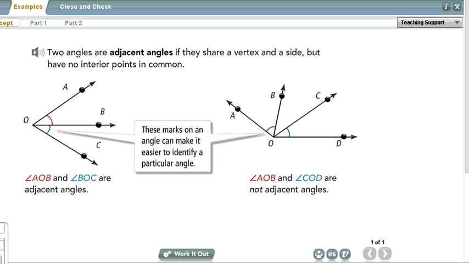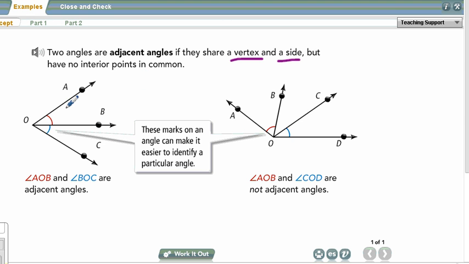Okay, so welcome ladies and gentlemen to 10.2 adjacent angles. We're going to talk about some definitions and some concepts. One of the things we're going to talk about is adjacent angles. There is some key information that we need to know: they must share a side and a vertex, but have no interior points in common.